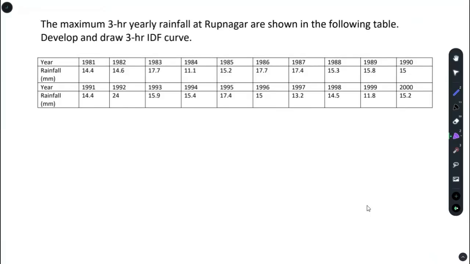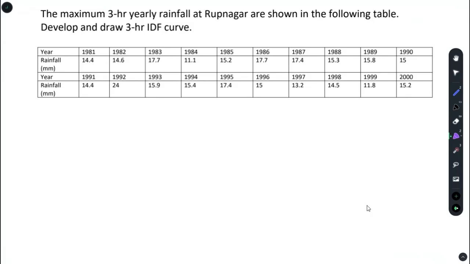We have the annual average rainfall for a particular area, Rupnagar, and it was due to a 3 hour rainfall. So we'll develop the IDF (intensity, duration, frequency) curve. We will not discuss the theory part rigorously. We'll just draw the curve and do a little bit of calculation.